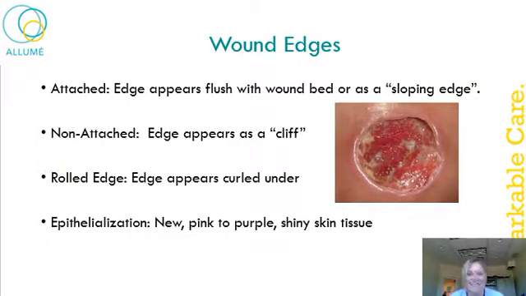Wound edges. Attached: an edge flush with the wound bed or a sloping edge. Non-attached: edge appears as a cliff. That's not nice. Rolled edge: edge curled under. I believe that picture shows that type of edge. Epithelialization: new, pink to purple, shiny skin tissue.